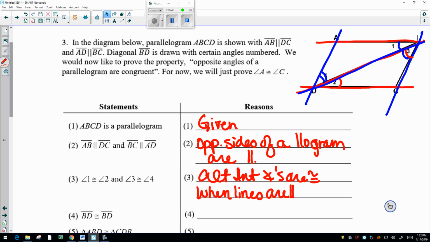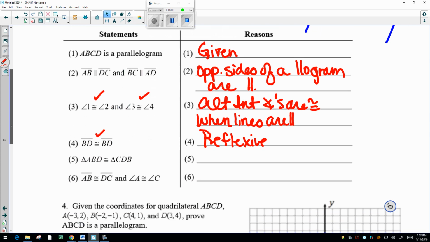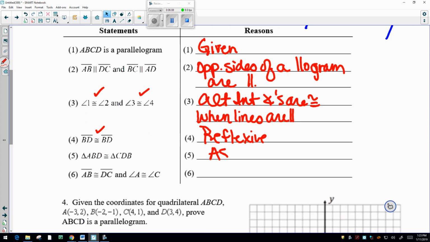Then we have our property that BD is congruent to BD, so there's a reflexive property. And now if we look at those triangles, kind of like we did in our last unit, we have 3 congruent statements. So that gives us the right to look at the triangles and say, how are they congruent? If I look here, I have an angle, side, angle. So for step 5, we can say angle, side, angle.